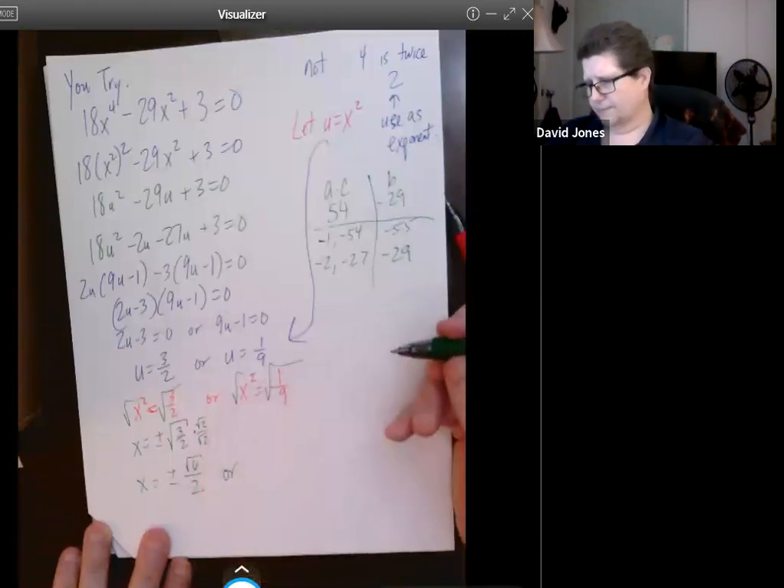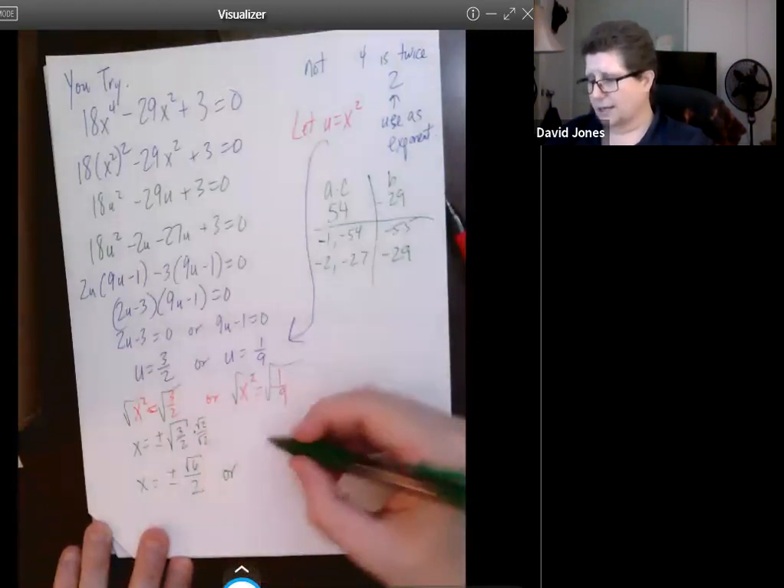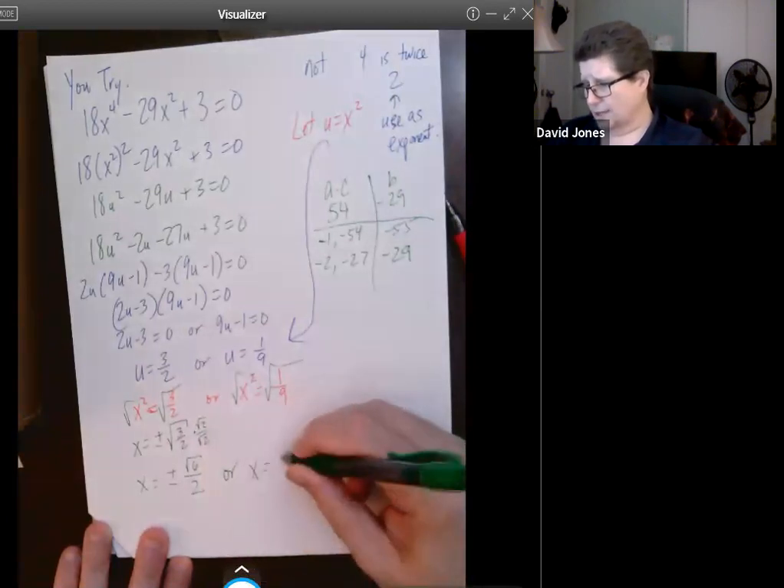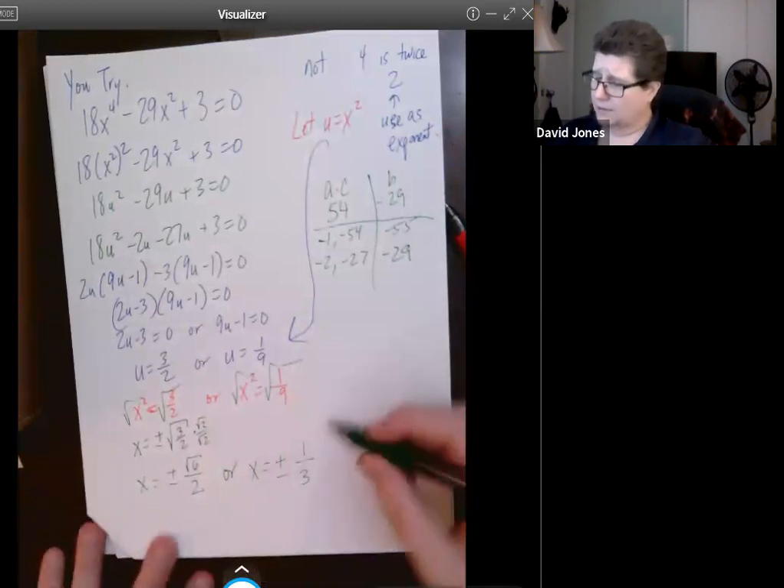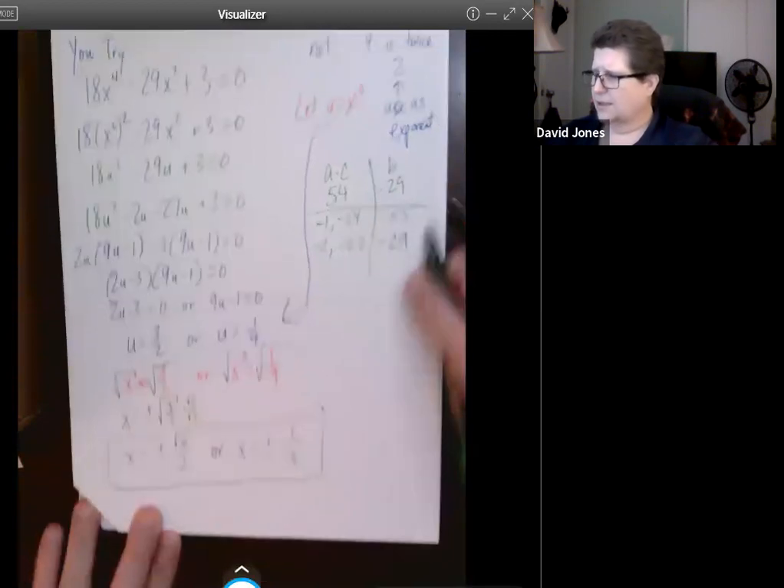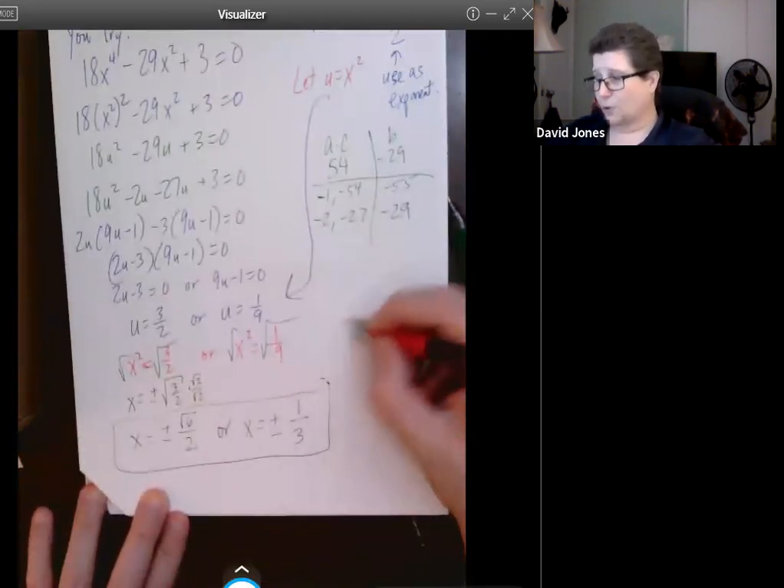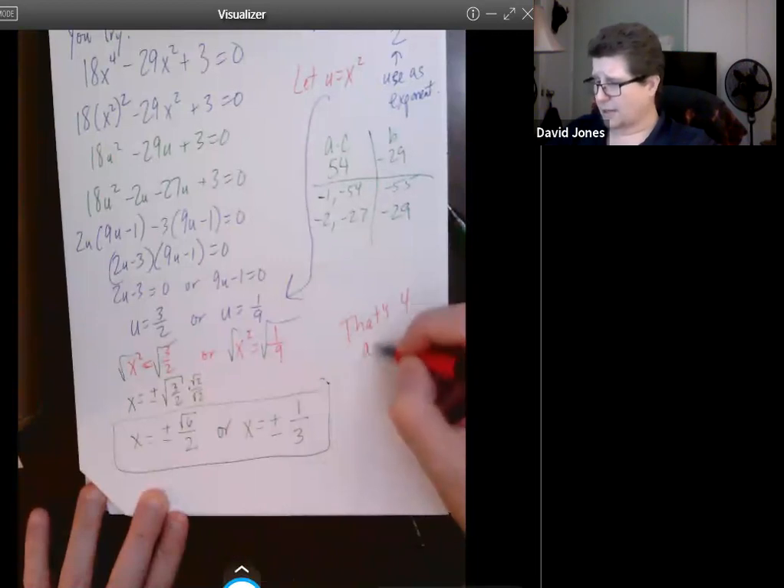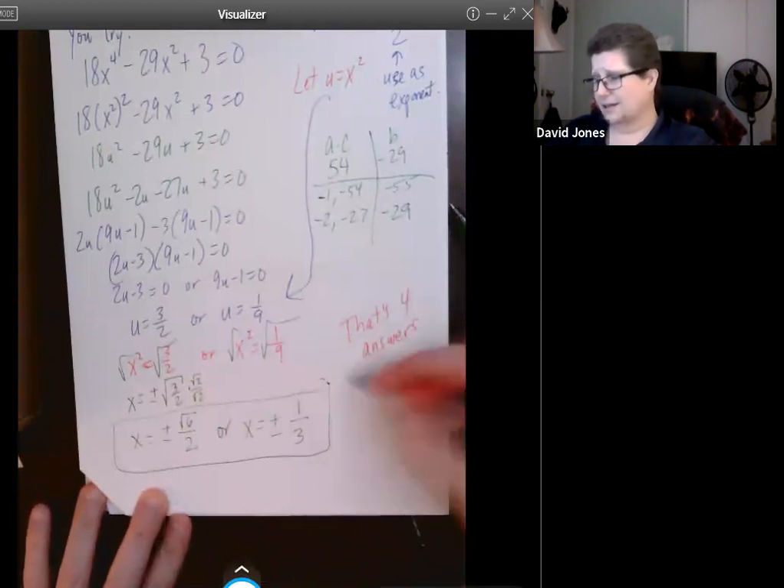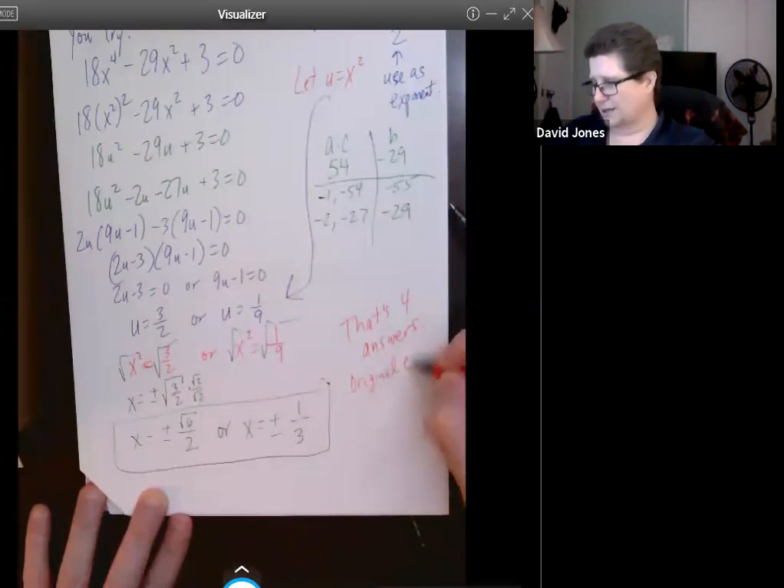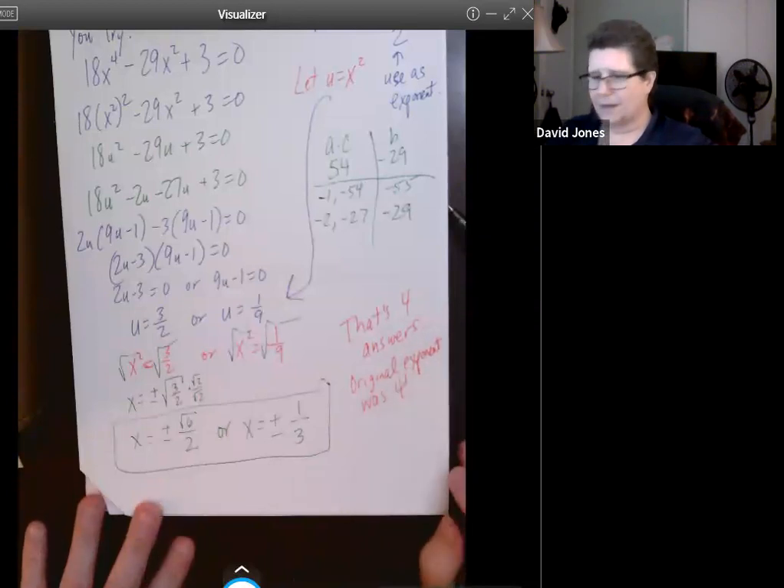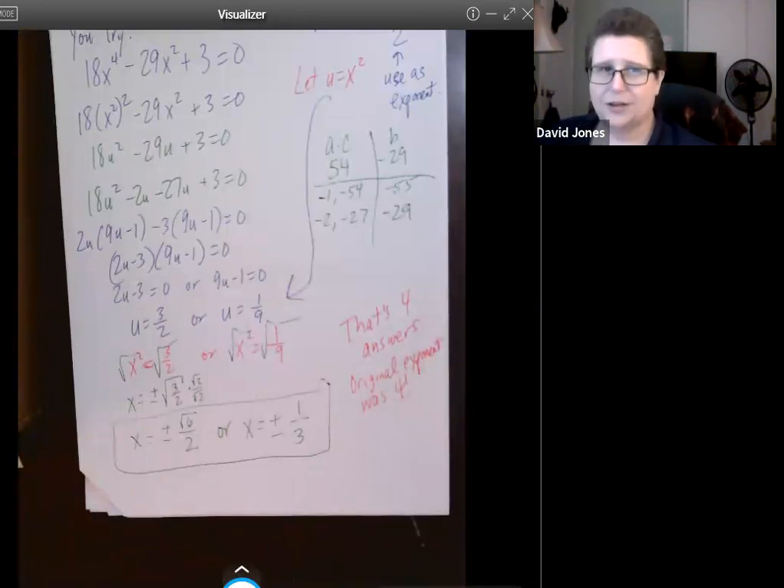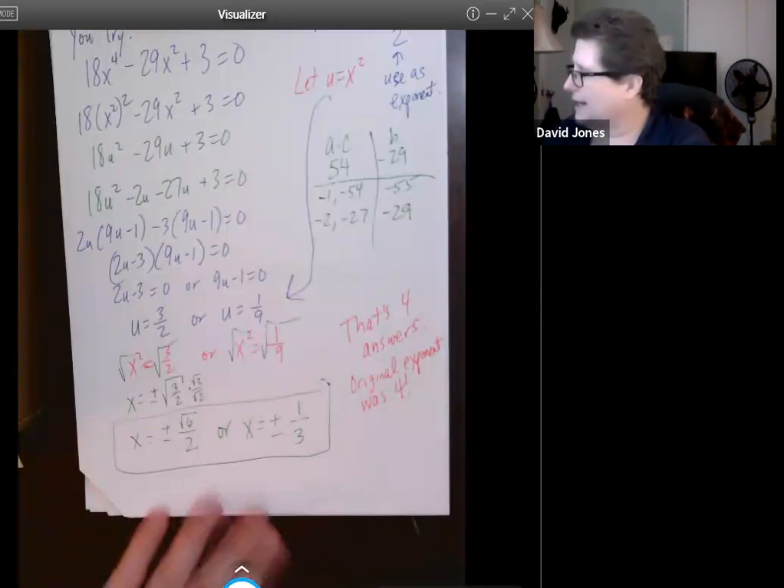Or, taking the square root here, I get x equals square root of 1 is 1, square root of 9 is 3. That's already a perfect square on top and bottom. That's my answer. That's 4 answers. Plus and minus each count as an answer. Original exponent was 4. That works. The most number of answers you can have is equal to the exponent that you have. We'll cover that again later.